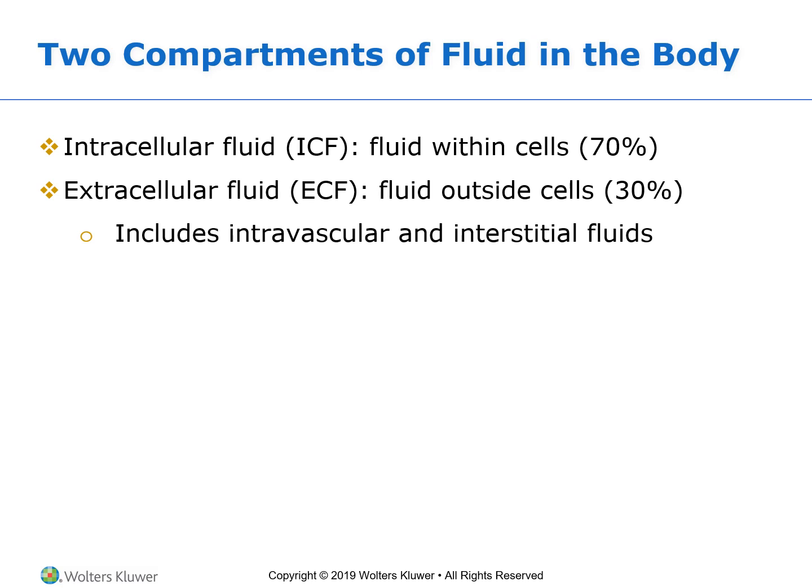There's also a minor compartment called transcellular fluids, and this includes things like cerebrospinal, pericardial, synovial, intraocular, and pleural fluids. It also includes our sweat and our digestive secretions.